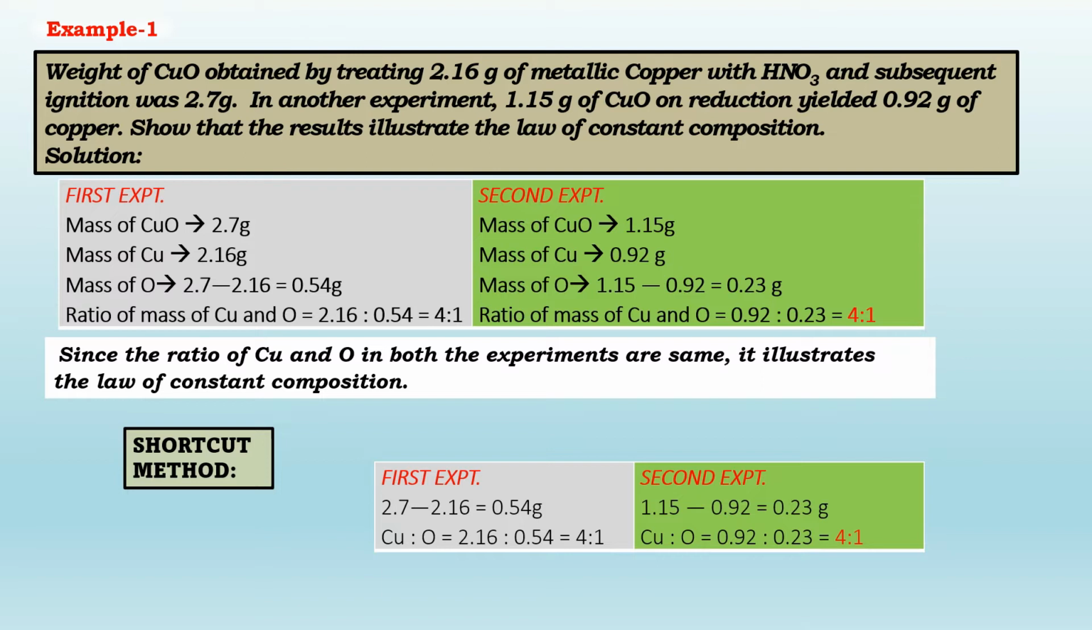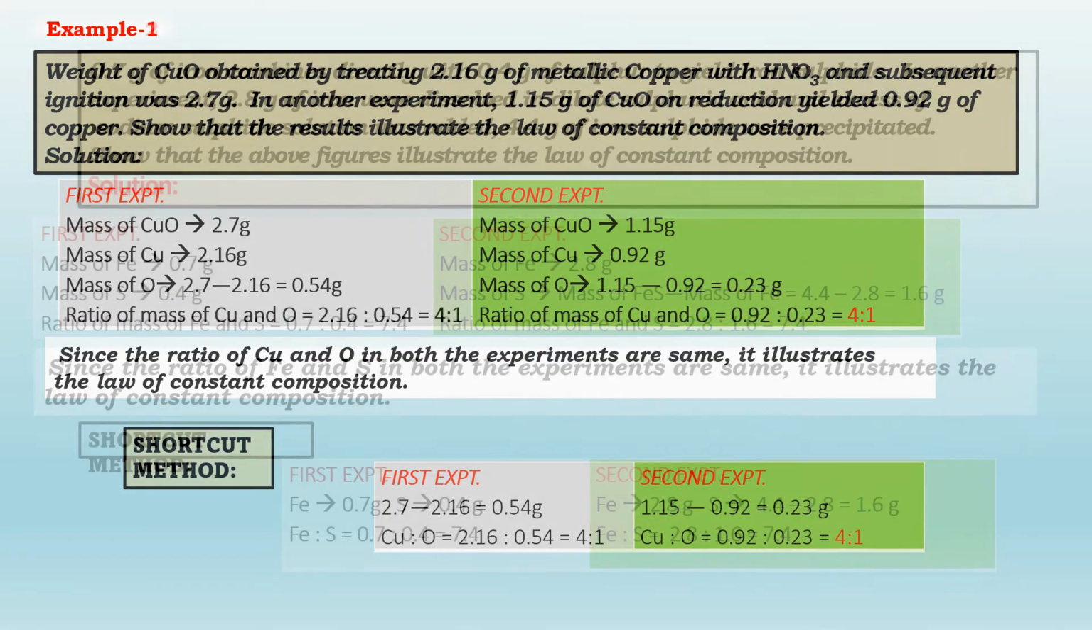Now there can be a shortcut method for solving this question. In the first experiment, 2.7 minus 2.16 is equal to 0.54. Ratio of 2.16 is to 0.54, that is equal to 4:1. In the second experiment, 1.15 minus 0.92 is equal to 0.23. Ratio of copper is to oxygen is equal to 0.92 is to 0.23, that is equal to 4:1.